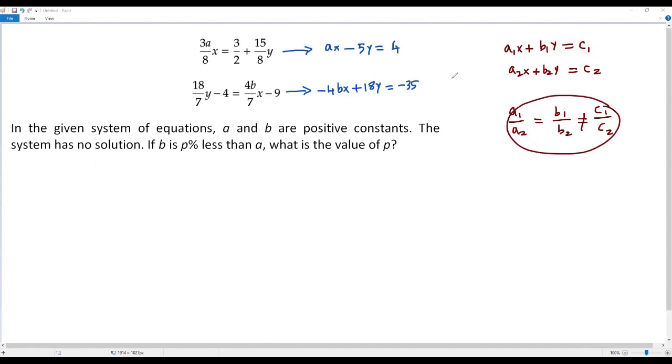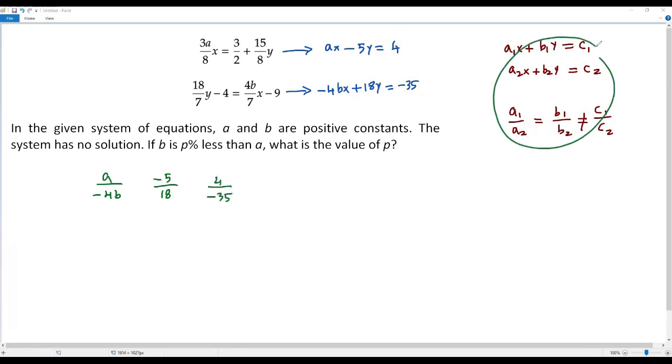So the same logic we can apply for the given system of two linear equations that we have already got in standard form. Okay, let me get the ratio of the coefficients of x, that is a over negative 4b, and the ratio of the coefficients of y, that is negative 5 over positive 18, and the ratio of the constant terms, 4 over negative 35. According to the discussion we have done over here, the ratio of the coefficients of x and the ratio of the coefficients of y must be equal, and these two ratios will not be equal to the ratio of the constant terms. Since these two quantities are equal, we can consider the equation over here.